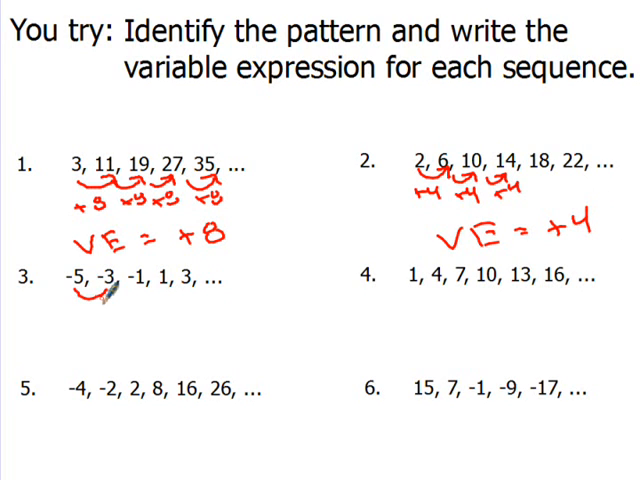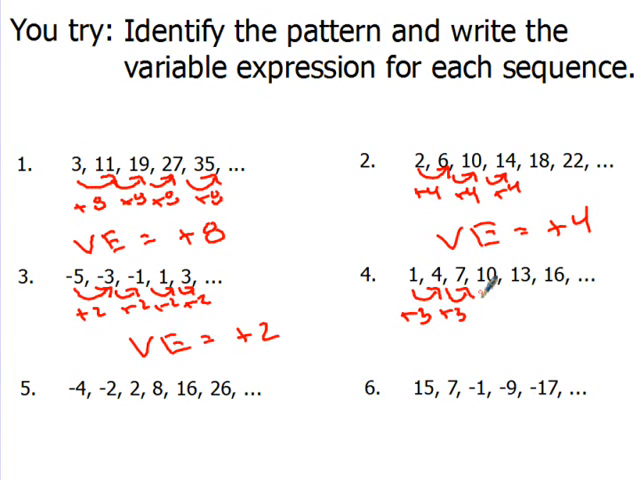Over here, we're going up 2. So plus 2 to all these. So that means your variable expression equals plus 2. Alright, this one I'm going 3 up, going 3 up, going 3 up. So my variable expression is plus 3, right?